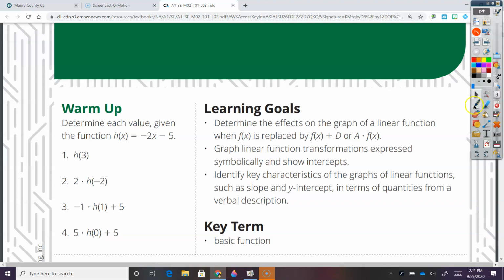In number 1, my input is 3. So I'm going to have negative 2 times 3 minus 5. Negative 2 times 3 gives me negative 6 minus 5. That's going to give me negative 11 as my output.